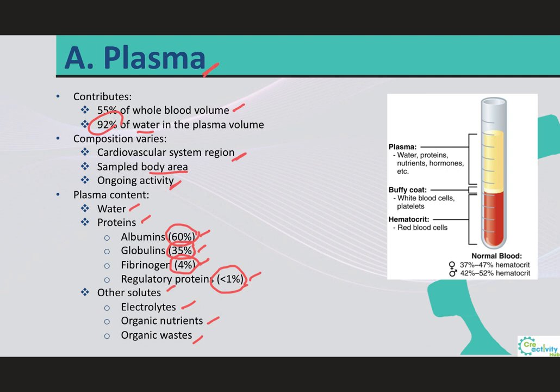Next, we have organic nutrients, and these will be your lipids, which include your fatty acids, cholesterol, and glycerides, and your carbohydrates, which primarily is glucose, and also amino acids. And last, we have what we call organic wastes, and these are going to be carried to the sites of breakdown and excretion to be eliminated. Some examples include urea, uric acid, creatinine, bilirubin, and ammonium ions.